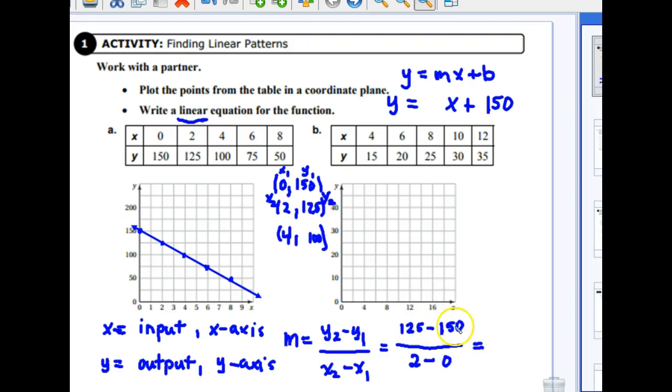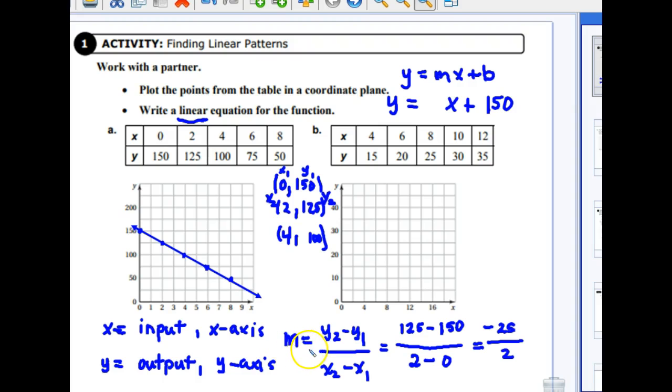So 125 minus 150 is going to give me a negative number, isn't it? Negative what? And 2 minus 0 is what? So I have a negative slope, right? Can I divide 25 by 2? Not evenly, right? It's not an even number. So I'm going to leave it in fraction form.